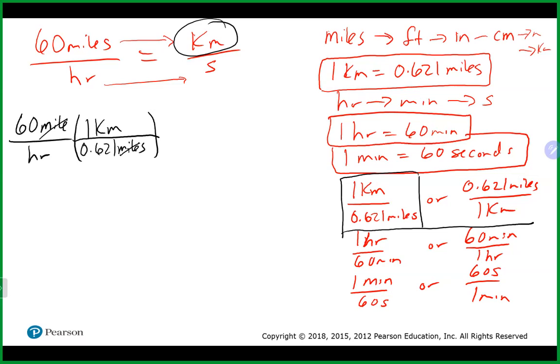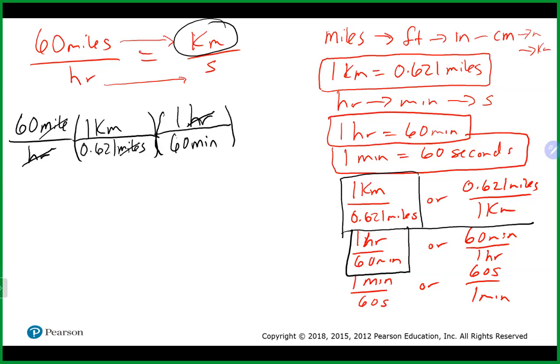Because I wrote it correctly here to start with, I could clearly see hours are actually on the bottom. So to get rid of hours, I would need to put hours on top. So when I come to my next conversion here, I'm going to actually use the one where hours are actually on top. And I could continue on here with the calculation. I'm going to go 1 hour up on top, 60 minutes on the bottom. Now I have hours up on top, I have hours on the bottom. They will divide themselves out and they will cancel.